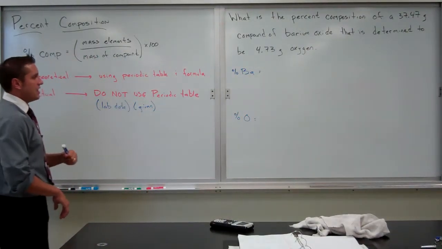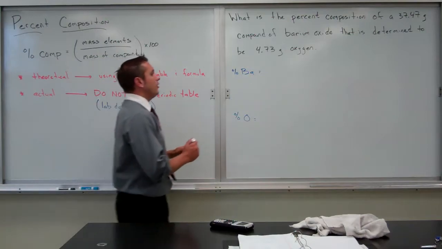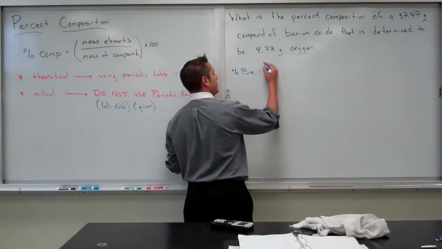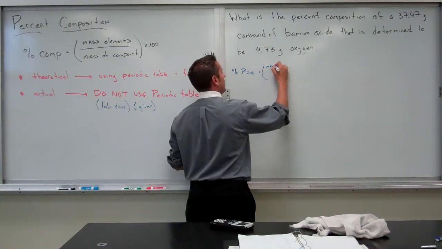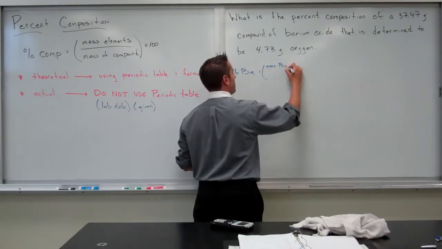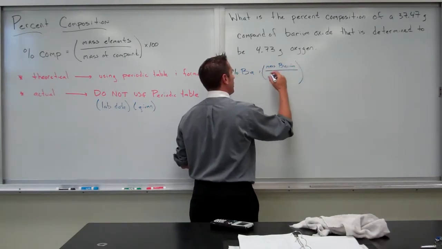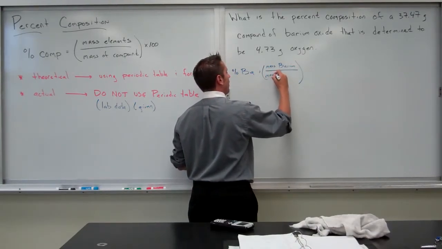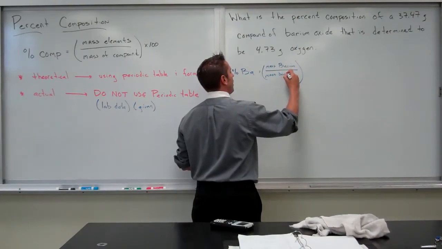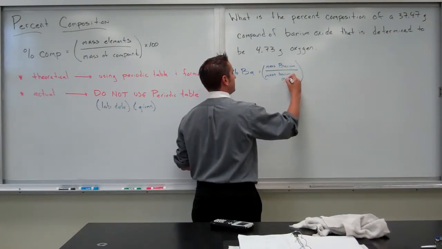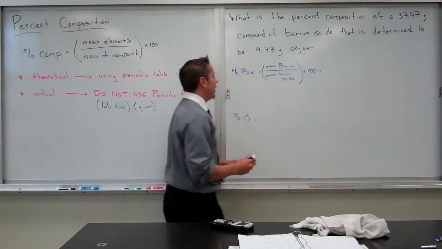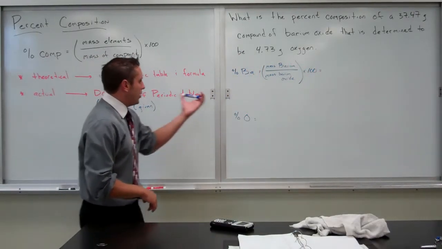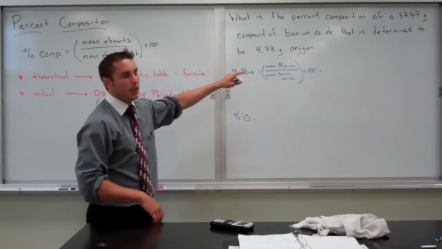We use the mass of the element over the mass of the compound. So if I want the percentage of barium, I need the mass of barium over the mass of barium oxide times 100. Now, some people say, well, how do we do this if we don't have a formula?